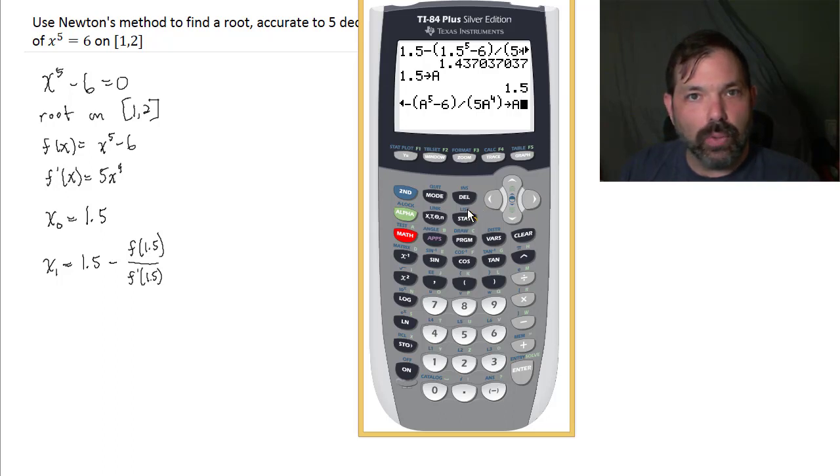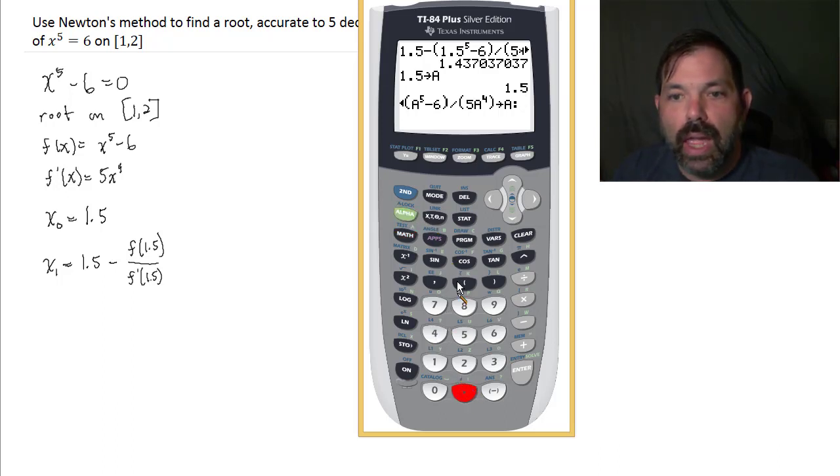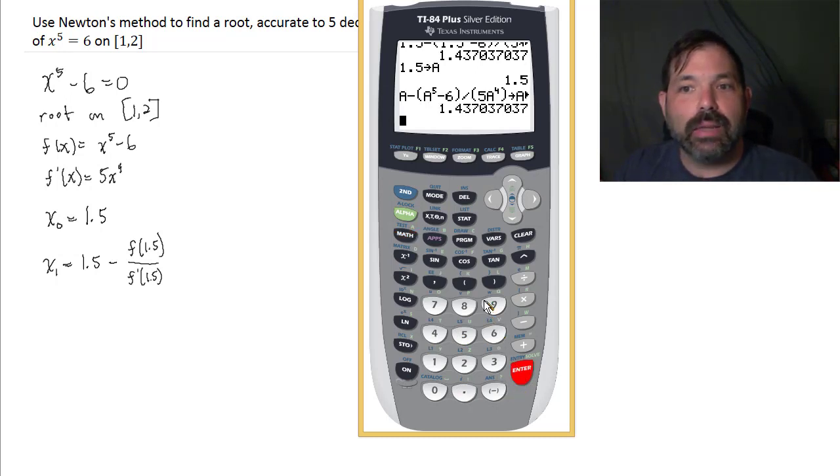But I want it to display that number, because if I want to be accurate to 5 decimal places, I need to see what's happening in each step. So on this calculator, if I hit alpha and decimal, it brings up the colon. And now I'm going to hit alpha A, and it'll display that A value. So I hit enter, and I get that same value, 1.43737.